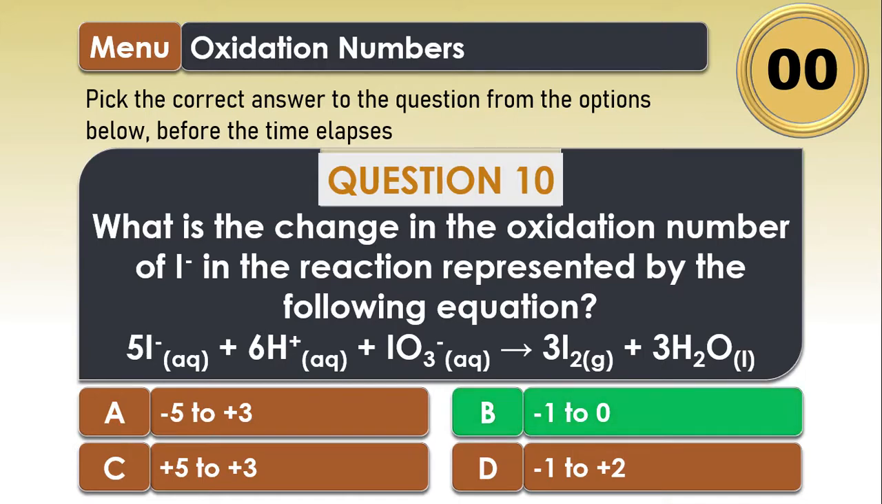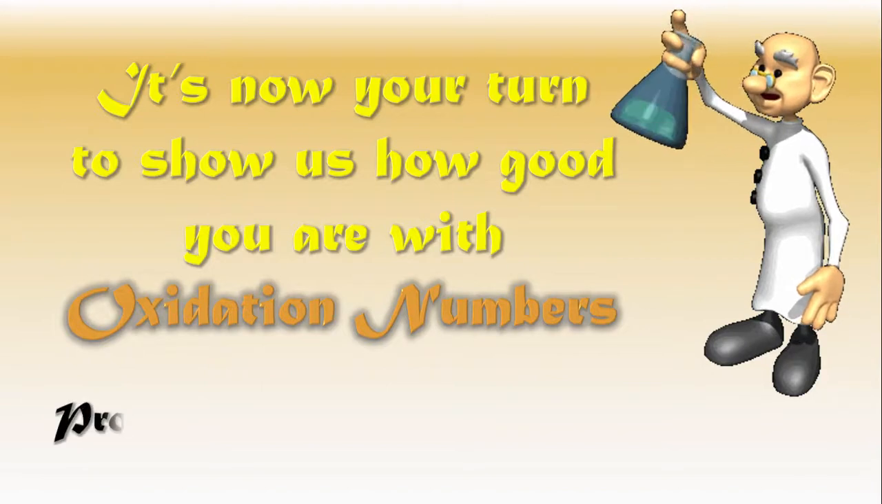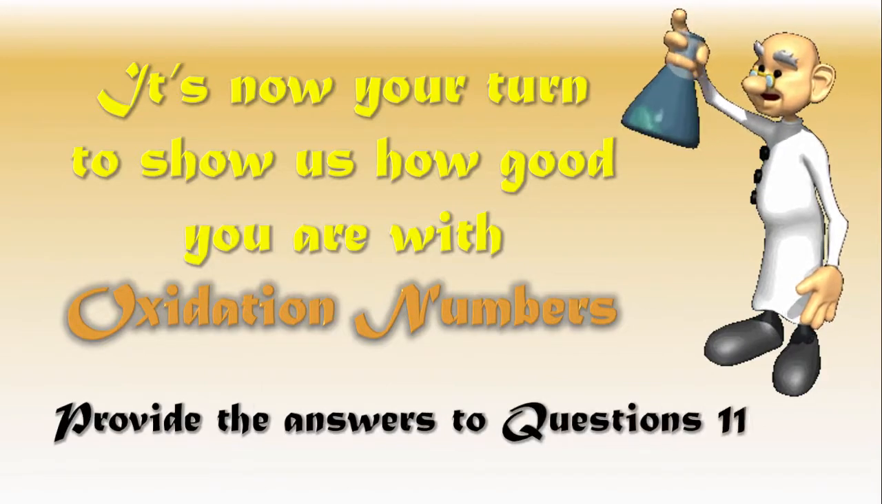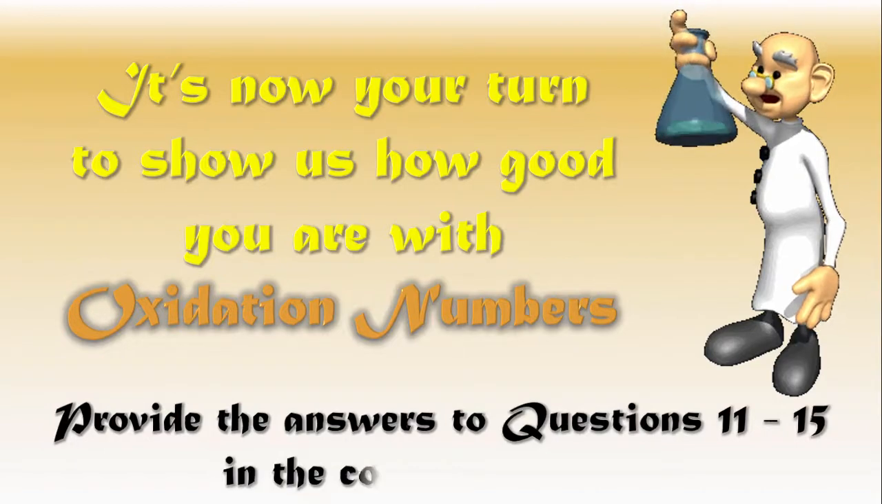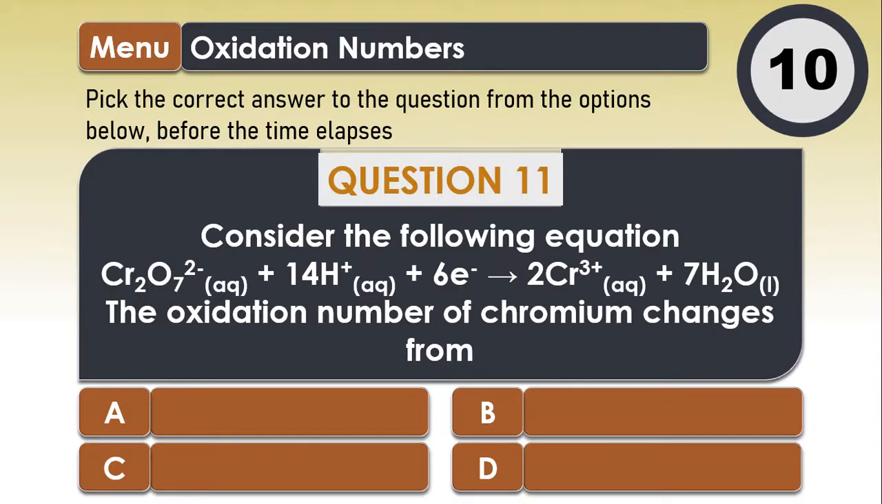The correct answer is B, -1 to 0. Question 11. Consider the following equation: Cr2O7 2- aqueous plus 14H+ aqueous plus 6 electrons to give us 2Cr3+ aqueous plus 7H2O liquid. The oxidation number of chromium changes from A, -2 to +3, B, -2 to +6, C, +6 to +3, and D, -7 to +3.